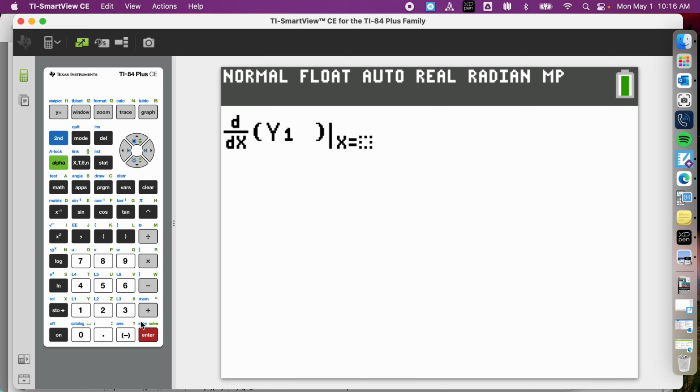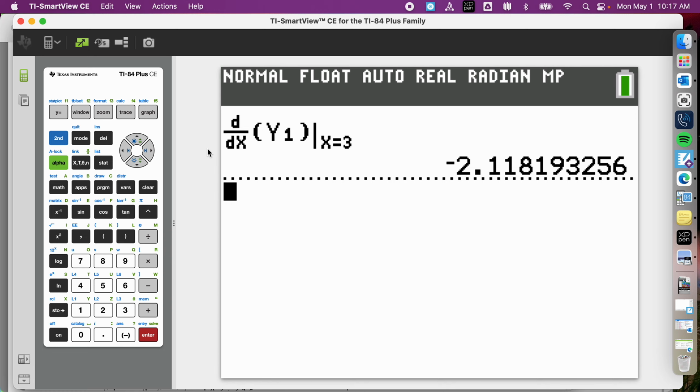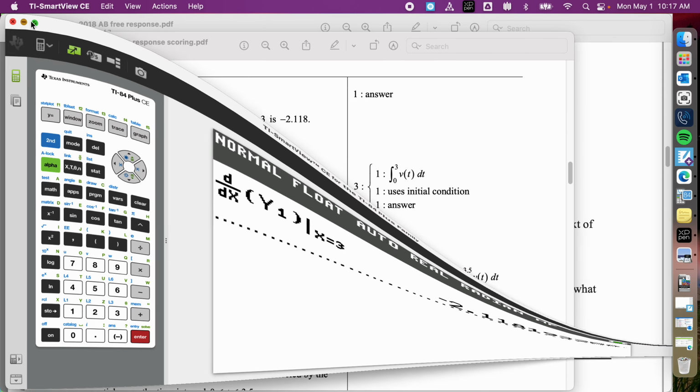So by playing around with your calculator during the year, you're supposed to kind of be semi-comfortable with these buttons by now. And then I want the derivative at 3. Now my guess is almost every single person here would rather do it from the graph, which is why I showed that one first. This is technically quicker, but it doesn't matter. Okay, so there's number 1.